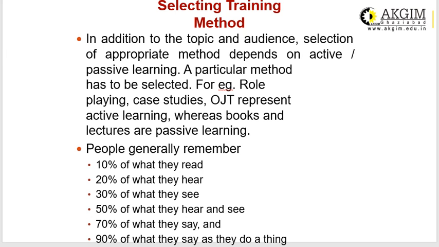Then, after the sales methods, comes selecting the training method. Now you have to decide which training method can be used, because there are various methods. In addition to the topic and audience, selection of the appropriate method depends on active and passive learning, because people mostly remember only 10% of what they read, 20% of what they hear, 30% of what they see, 50% of what they hear and see, 70% of what they say, and 90% of what they say as they do a thing. So it is very necessary for the sales manager to decide what type of sales training can be designed for the sales force.